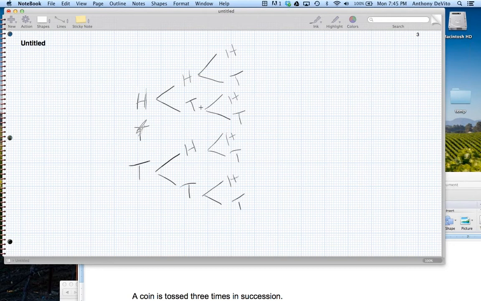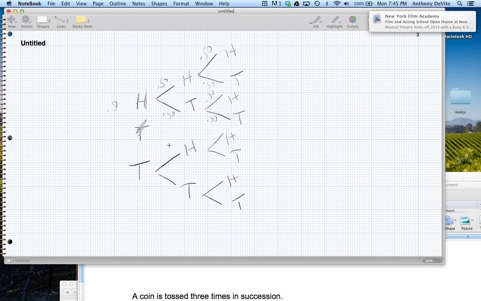Okay, so let's take a look at this. Each one of these, the probability of getting heads after we toss this first coin is going to be 50%. The probability of getting heads to begin with is 50%. Probability of getting heads again is 50%. So all of these different outcomes are all 50%. Since they're independent events, we can multiply them. The probability of getting three heads is going to be 0.5 times 0.5 times 0.5.